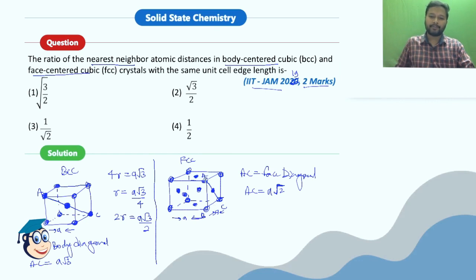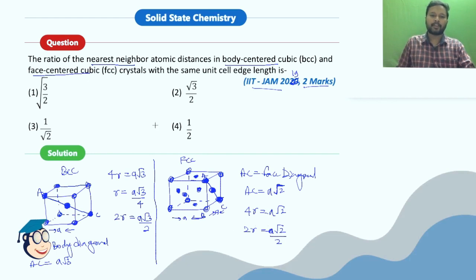Now here again you have 4R, because the radius of this atom, the diameter of this atom, and the radius of this atom, so overall you have 4R again. So you can say that 4R is equal to A root 2. Basically we have to calculate the value of 2R. So 2R will be equal to A root 2 upon 2. Okay, so 2R will be A root 2 upon 2.